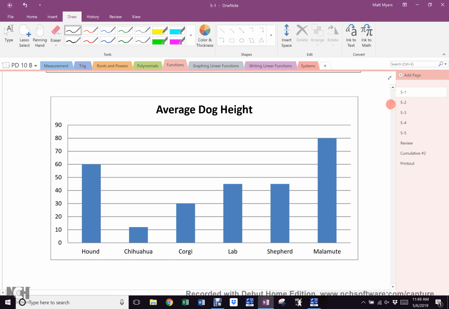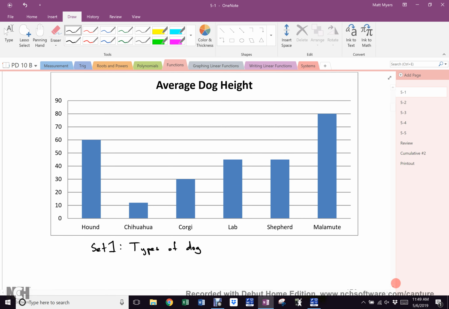Everybody good? All right. Now let's put this into picture form. Here I have a graph. On that graph, it is showing data visually, yes? Okay. What are the two sets shown on this graph? Set one, types of dog. Excellent. What is set two? Heights of dog. Everybody agree? And we can quite plainly see we are comparing them, yes?